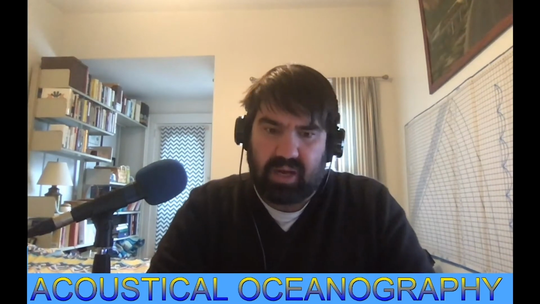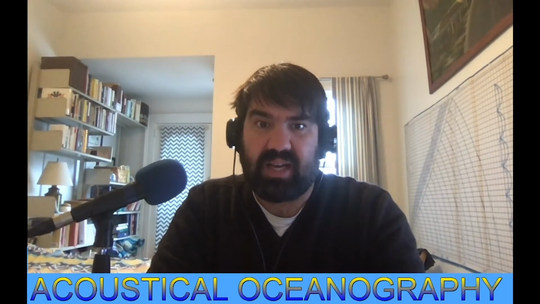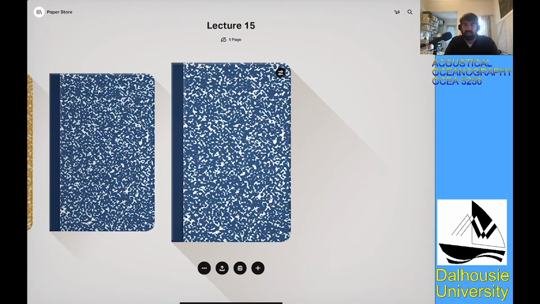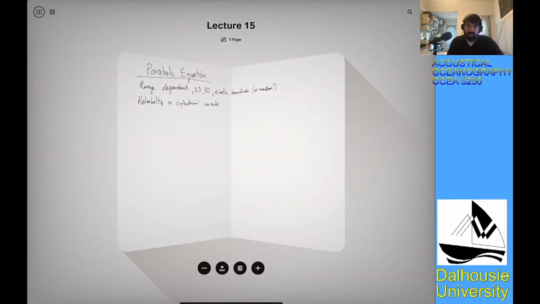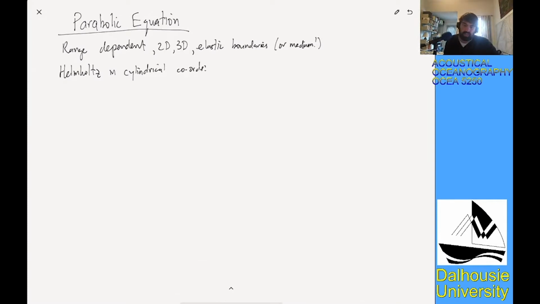This time we're going to talk about the parabolic equation, and it's one of our most versatile tools for doing sound propagation modeling, especially at low frequencies. Often these are the frequencies of most interest in terms of ship noise and broadband sources that propagate long ranges. So we can have a 2D, we can have a 3D parabolic equation. We can have elastic boundaries. We can have a medium that's all elastic. We can have arbitrary sound speed profile dependence in depth and range.